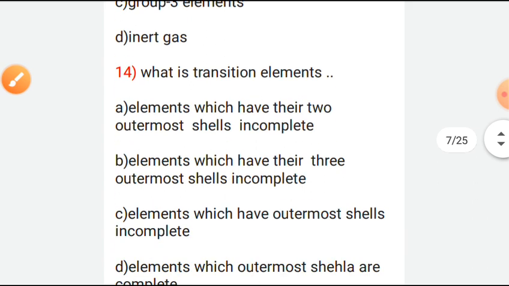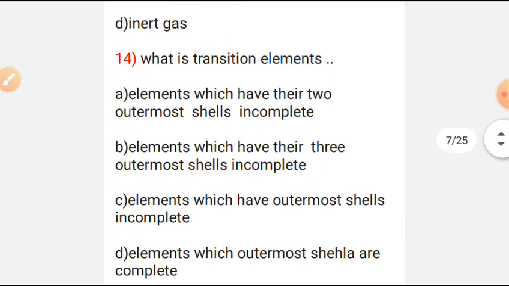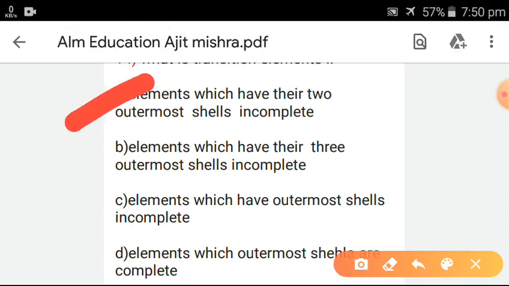Next question. What is a transition element? Option A elements which have their 2 outermost shells incomplete, B elements which have their 3 outermost shells incomplete, option C elements which have the outermost shell incomplete, or option D elements whose outermost shells are complete. Choose the correct one. The answer will be option A.